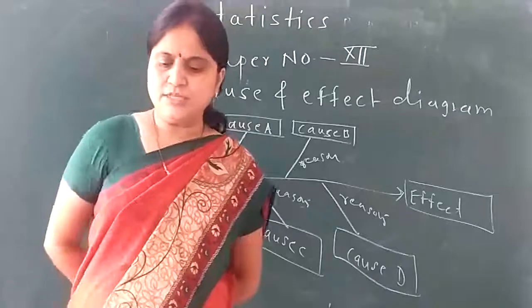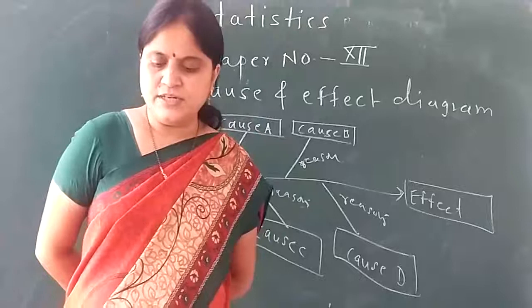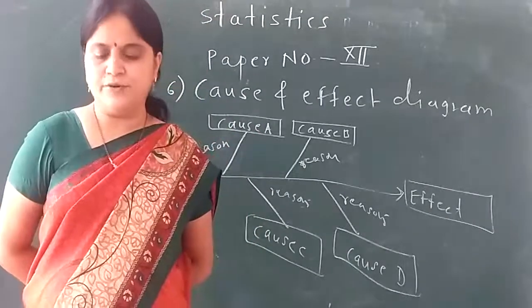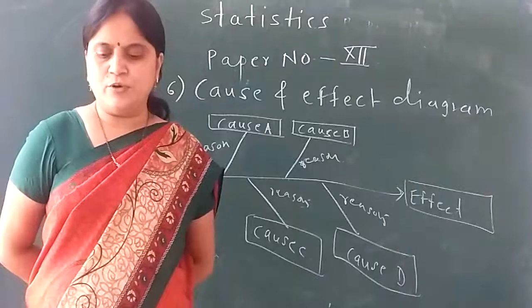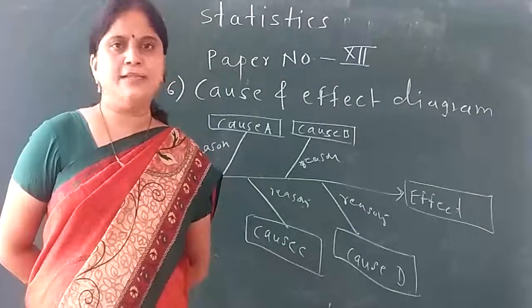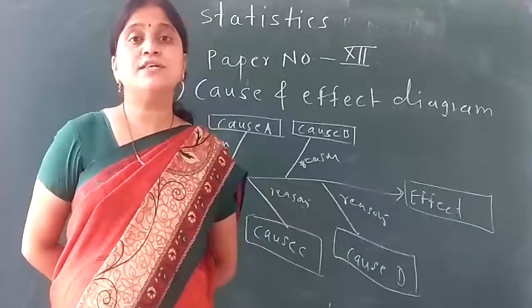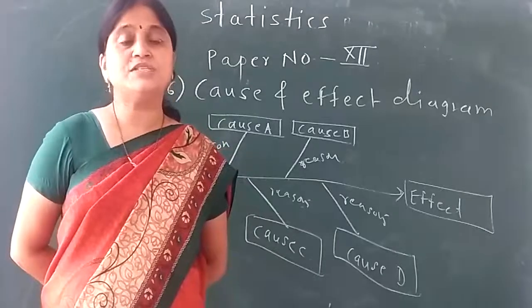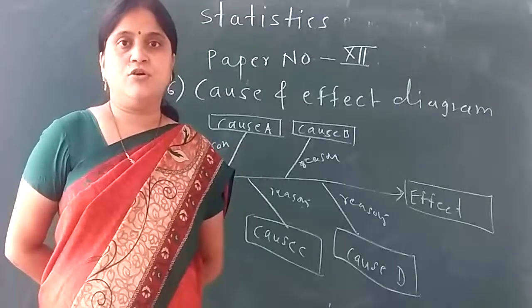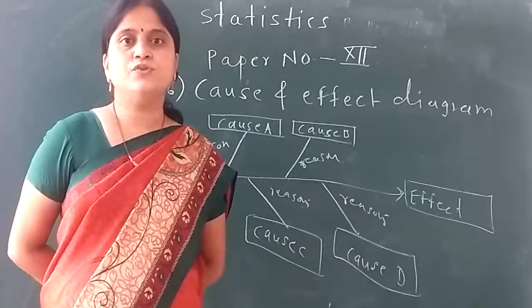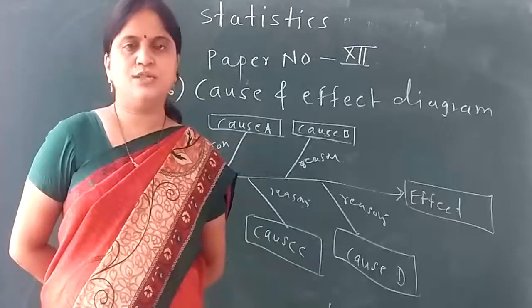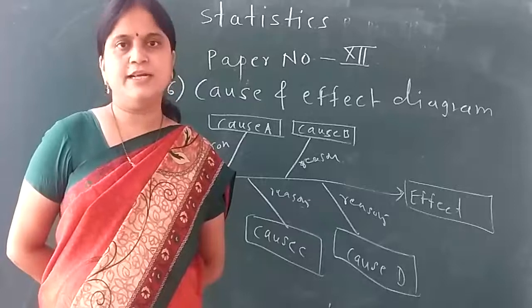So the steps in constructing the cause and effect diagram are as follows. The first step is to define the problem or effect to be analyzed. तुम्हाला आता ऑलरेडी मला इफेक्ट माहिती आहे काय झालाय, बरोबर. So what is the effect, or what is the problem because of which we have a lesser number of strength for this year. That is my problem, so I define my problem.